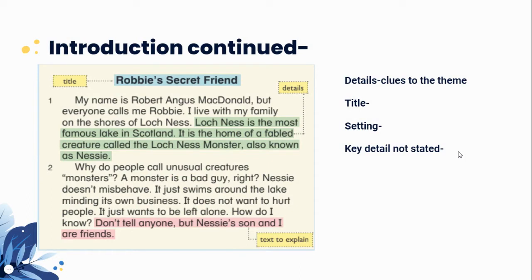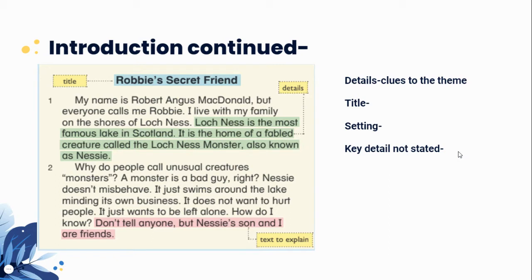Details are clues to the theme. Look at the title, Robbie's Secret Friend. This makes us wonder why Robbie has to keep his friend a secret. The green highlighted detail is important because it tells us the setting and that some people believe a sea monster lives in the lake.